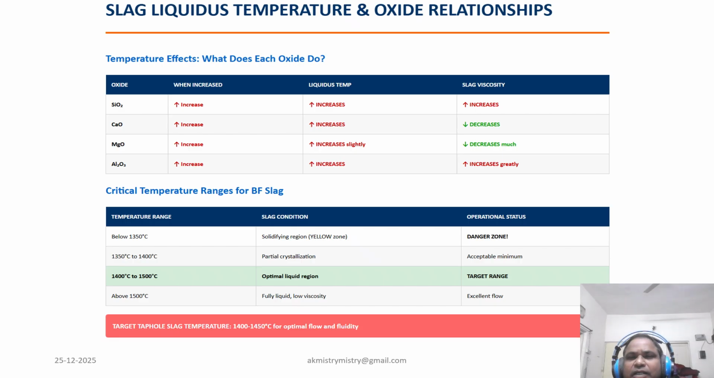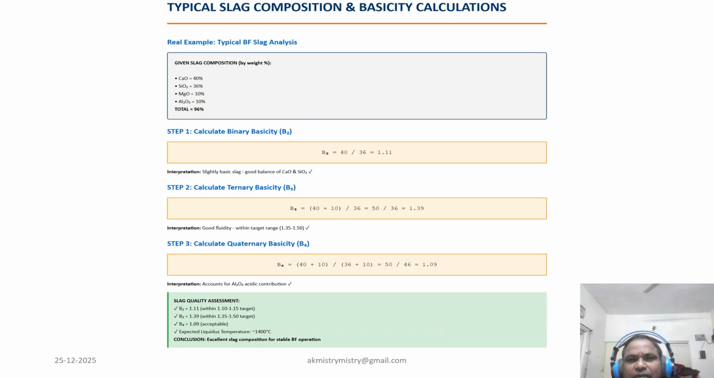Now coming to the liquidus temperature, each oxide affects temperature and viscosity. So silica and alumina increase both temperature and viscosity. Now CaO and MgO, as we have already discussed, improve fluidity. Keeping slag above 1400 degrees centigrade is required for optimal casting, and below 1350 is the danger zone with solidification risk, and it really creates a disaster if we come across such a boundary.